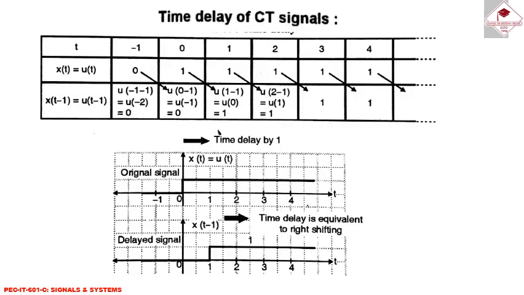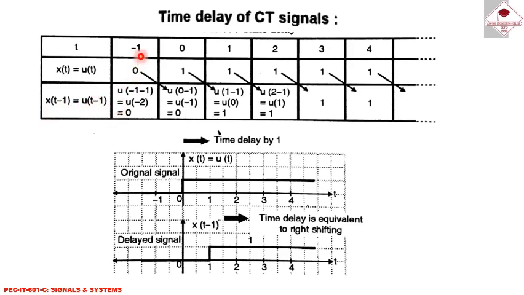Next is time delay of a continuous time signal. Again the t position values are written. At position minus 1 its value is 0, at position 0 its value is 1, at position 1 it is again 1, at position 2 its value is 1, at position 3 its value is 1, and at position 4 its value is again 1. Now if I am going to time delay the continuous time signal, depending on its position value we delay it. So x(t minus 1) is equal to u(t minus 1).